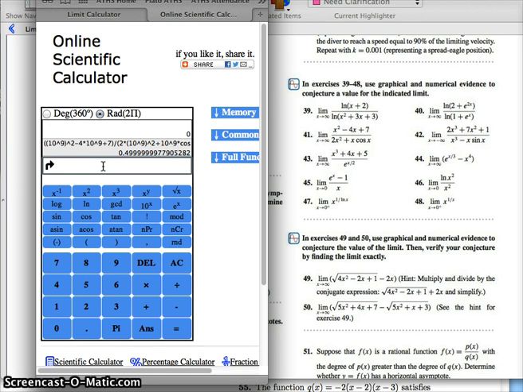And when I do that, I get 0.4999, which you can make the conjecture that the limit of this function as x approaches infinity is positive 1/2. Okay, you get the idea.